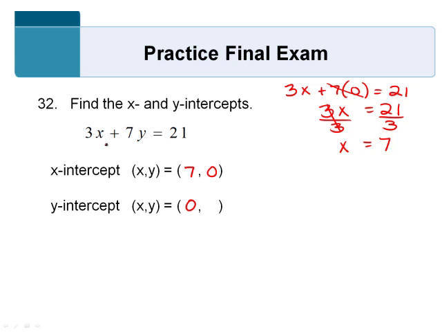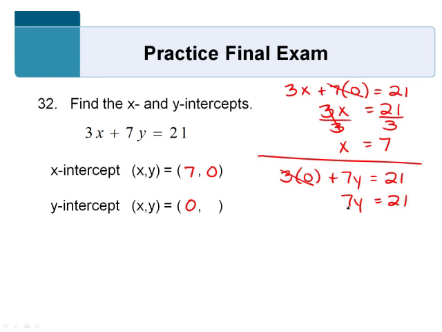So now into that same equation, this time you're going to have 0 where the x is. So 3 times 0 plus 7y equals 21. Well, 3 times 0, that's 0. That's gone. So we have 7y equals 21. Then divide by 7. So y equals 3. So there's your two intercepts, x and y.